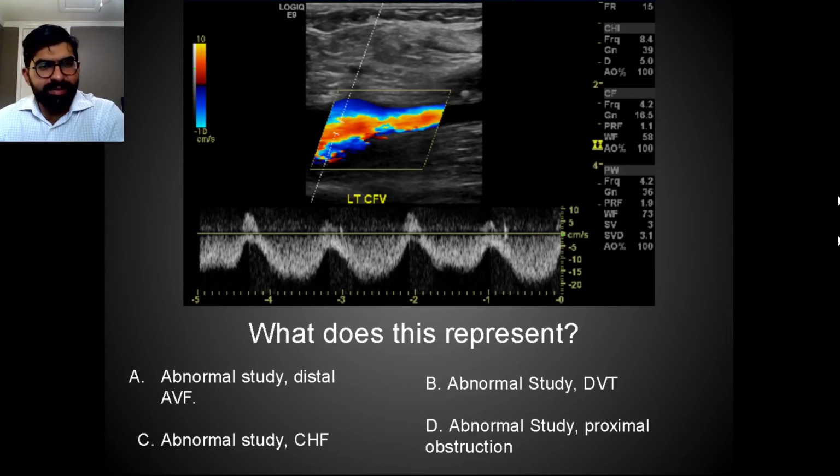So what does this represent? You have an abnormal study with a distal AV fistula. Is it B, an abnormal study with the patient with a DVT? Is it an abnormal study with the patient with congestive heart failure? Or is this an abnormal study with the patient with proximal obstruction?